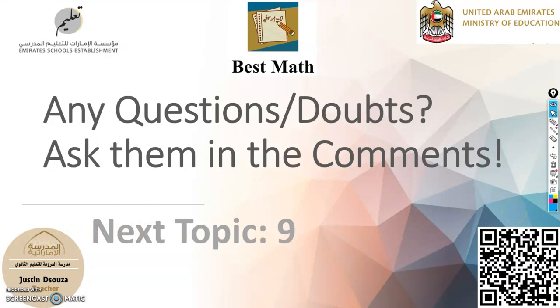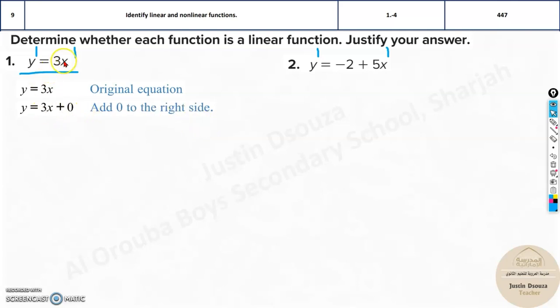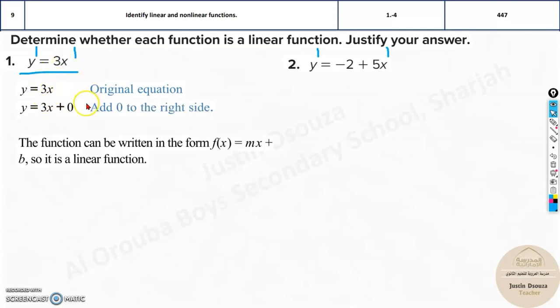Topic number 9 is another very simple and easy topic. It is to find linear or non-linear functions. Now, there are various ways to find them, writing it in y equals mx plus b form and everything. But the easiest way would be to look into the terms. Are they all having power 1? Yes, so these are all linear. You do not need to even do anything over here. This is a linear function.